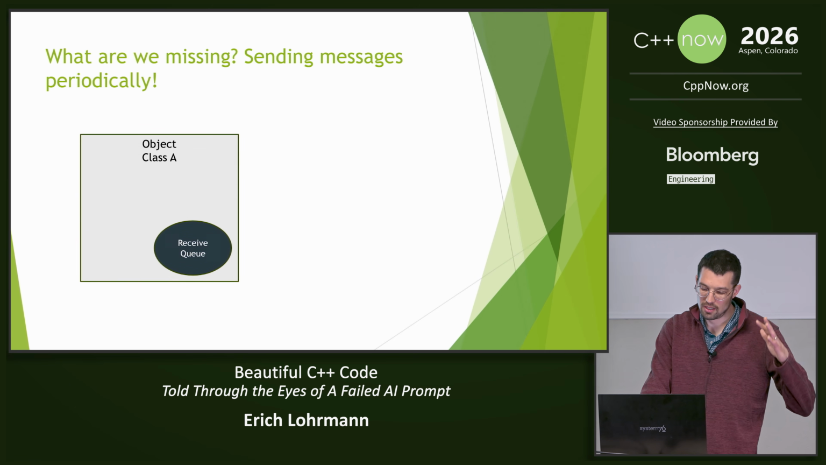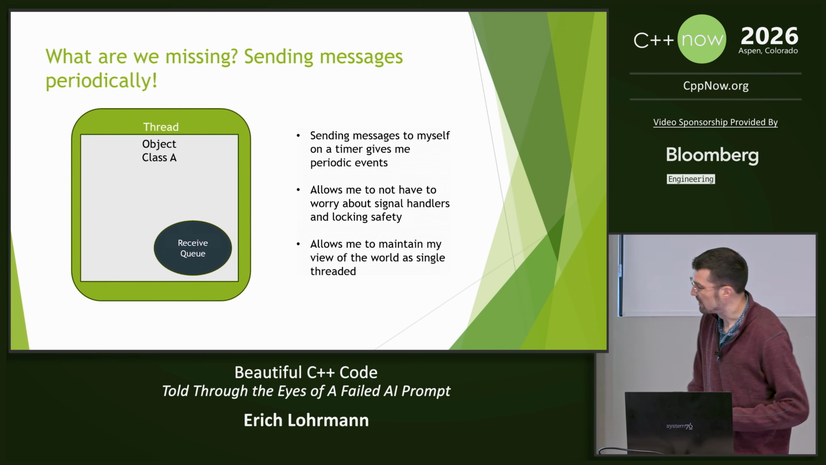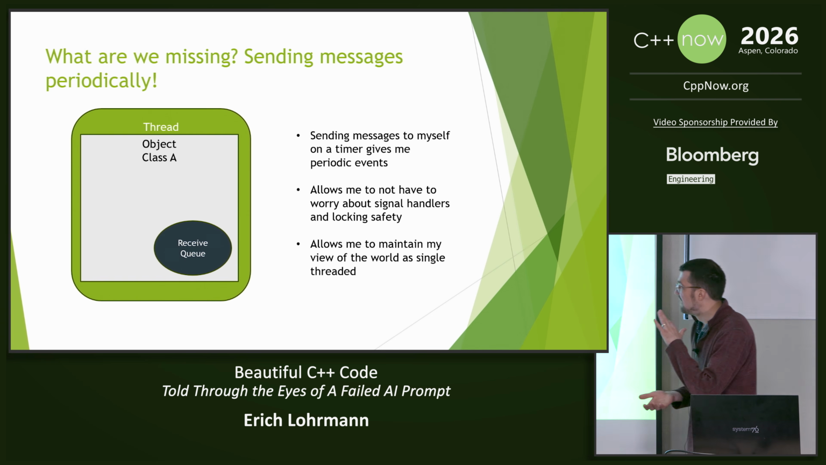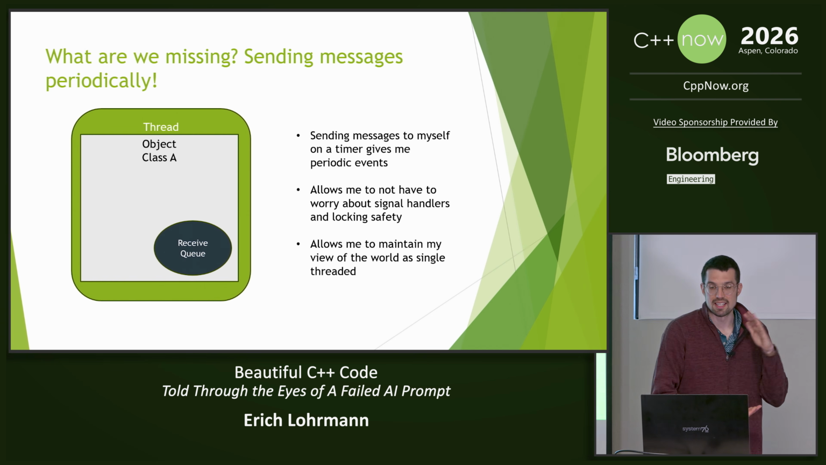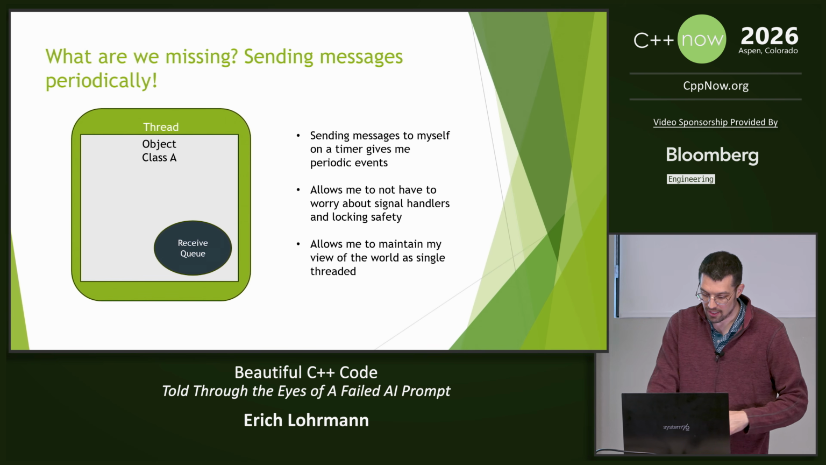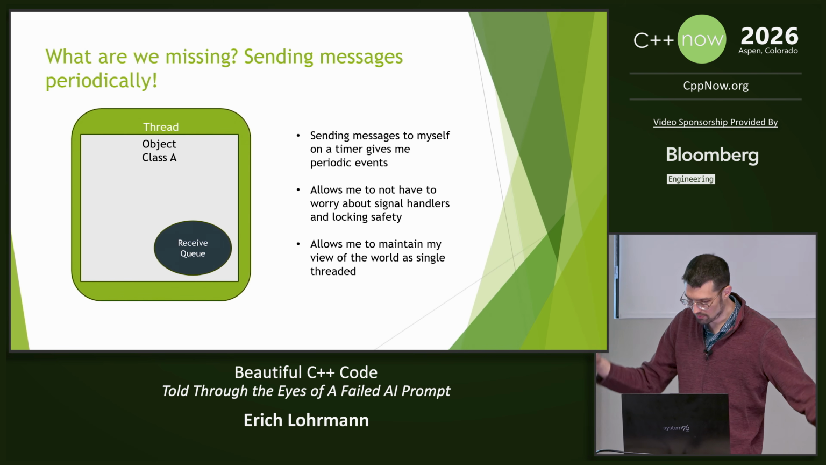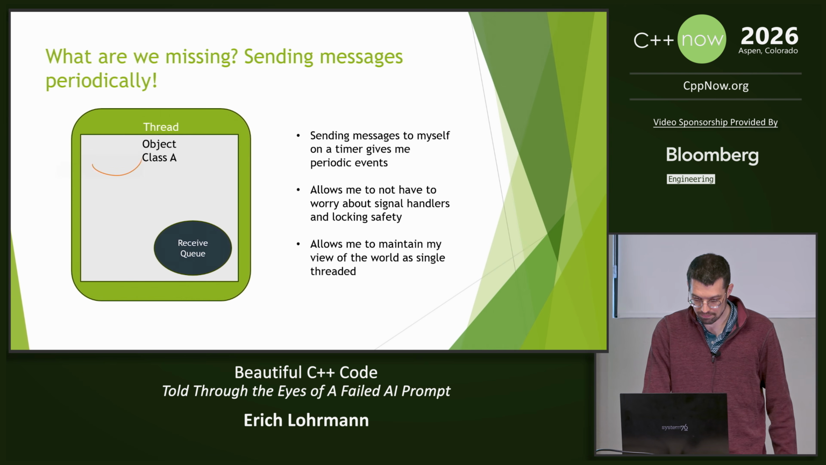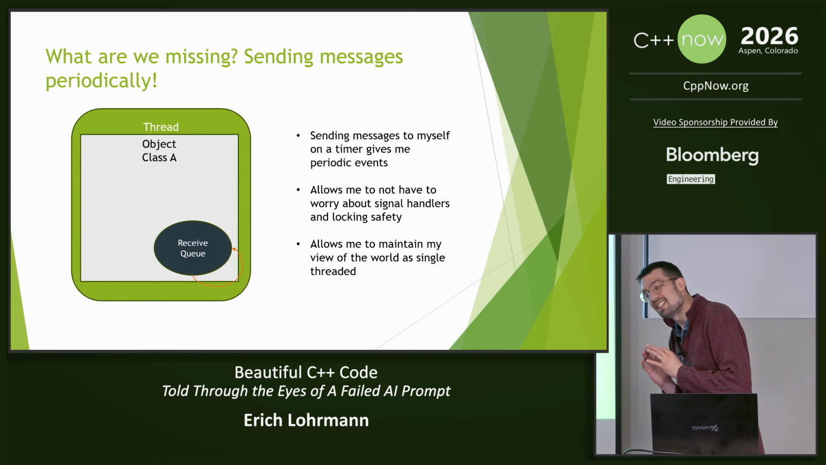We're almost there. We've got the receive queue, we've got the thread, we've got the classes, all fine. But sending messages to myself on a timer gives me periodic events, okay? And that allows me not to have to worry about signal handlers and locking safely at the top level. I can get these things to happen. It allows me to maintain my view of the world as single-threaded. As long as I stay away from global variables, I'm golden. Not that people haven't come up with correct ways to mess this up.